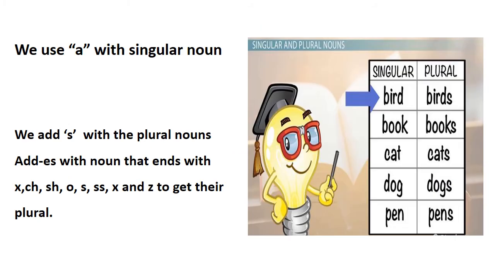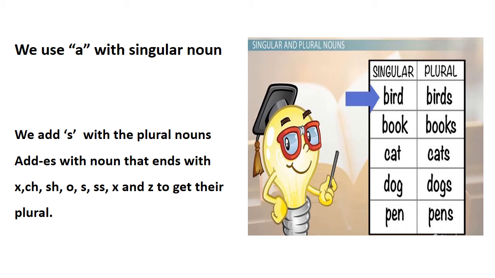We use a with singular noun. We add s with the plural nouns. Add es with the noun that ends with sh, ch, s, or x, or z, to get their plural. These are the sounds of the noun: sh, ch, s, or x, z.